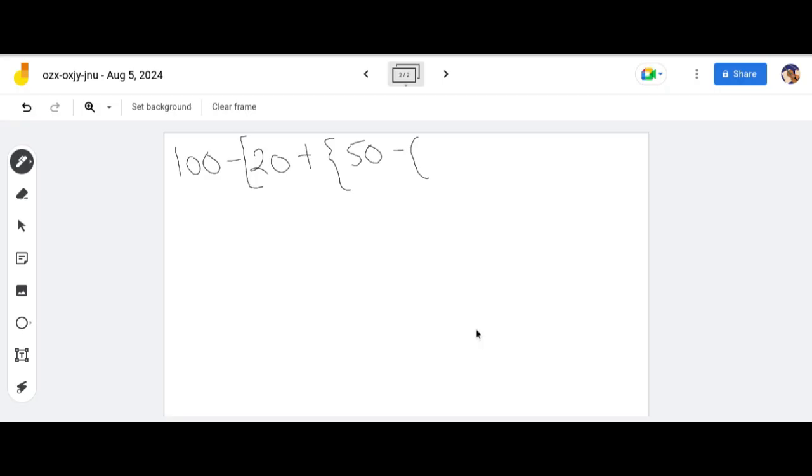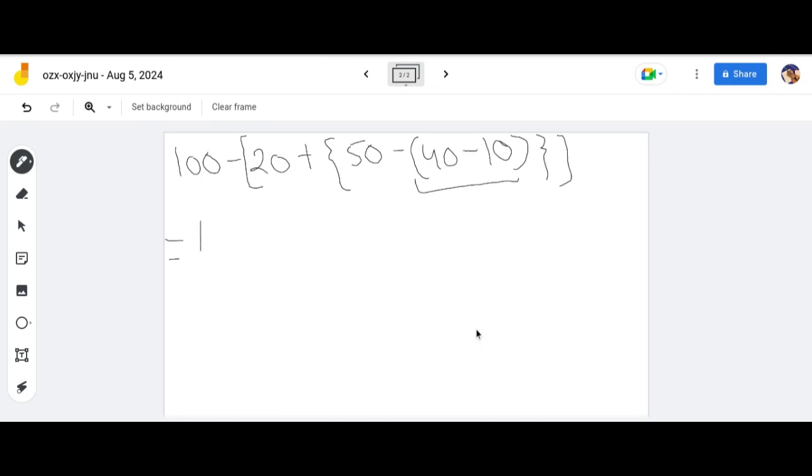40 minus 10, circle bracket. Now I have to close it. Next, the curly bracket, and then the square bracket, square bracket. Now we know that the order of solving the brackets is to start from the smallest, then the biggest one. First I have to solve this one, the remaining will remain the same.